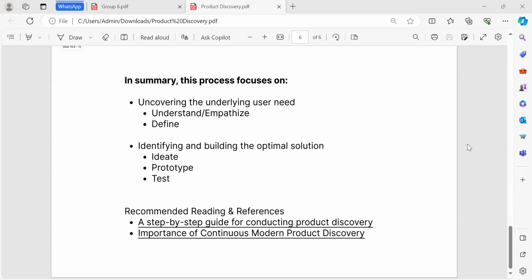I've also given these recommended references and reading. These were very good articles, so I have decided to attach them here. So you can go through them also. I will also give their links in the description as well.